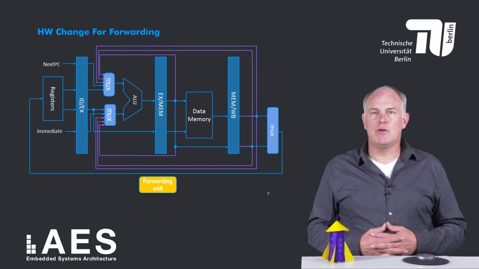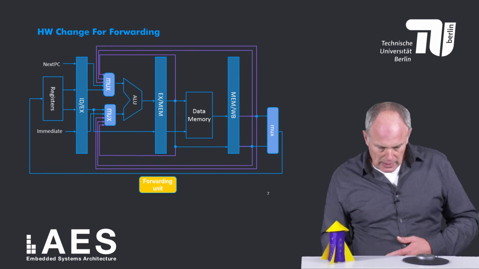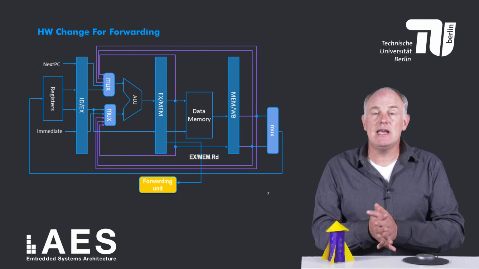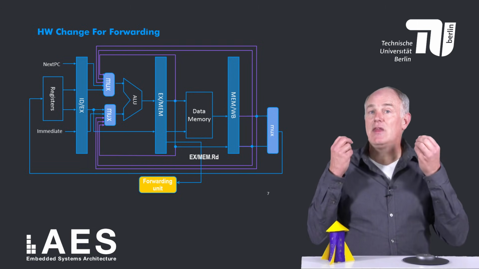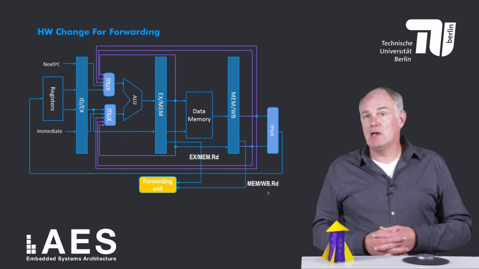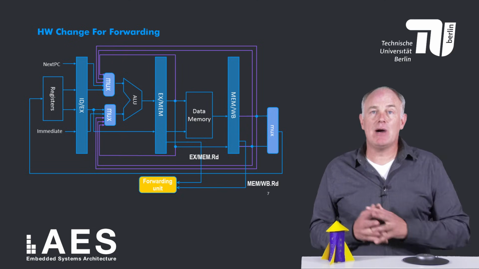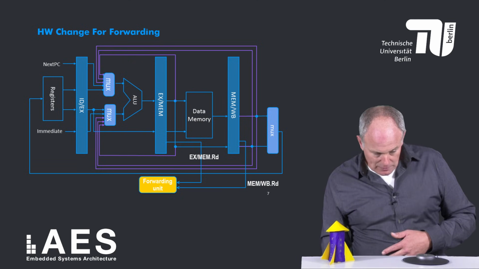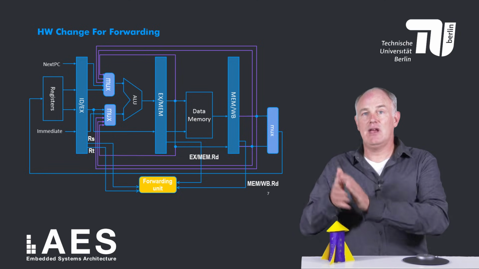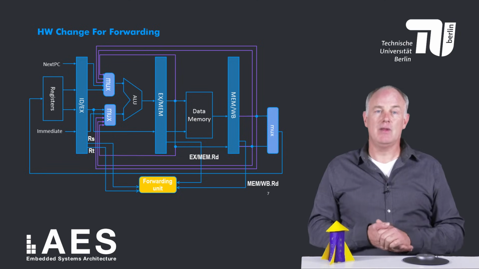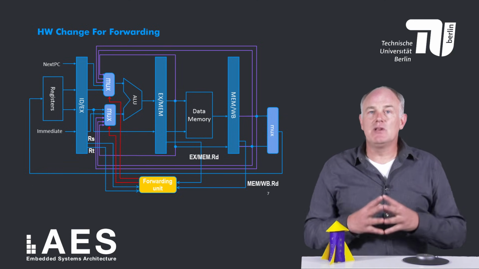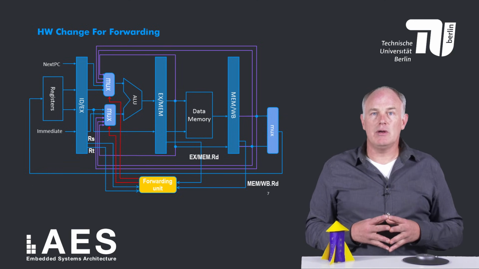What function does the forwarding unit perform? It checks if the destination register of the instruction currently in the MEM stage, or equivalently currently in the XMEM pipeline register, or the instruction currently in the write back stage in the MEM write back pipeline register, is equal to one of the source registers of the instruction currently in the X stage, in the ID X pipeline register. If this is the case, then the forwarding unit steers the multiplexers to select the correct input operand.